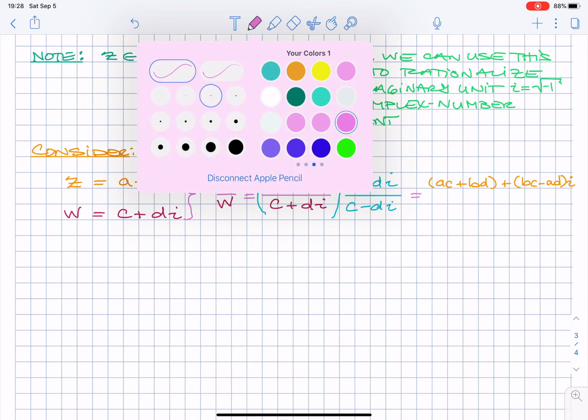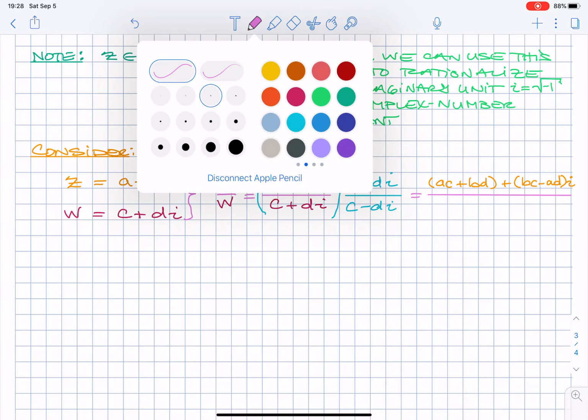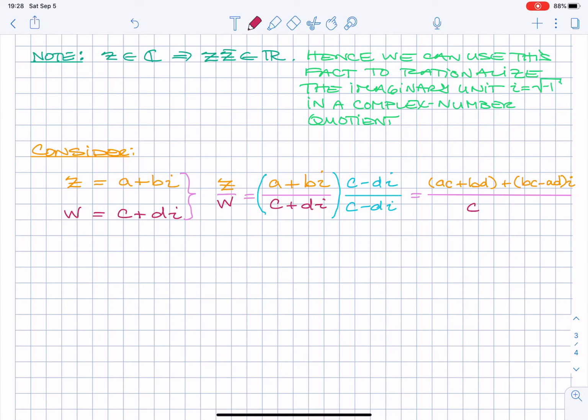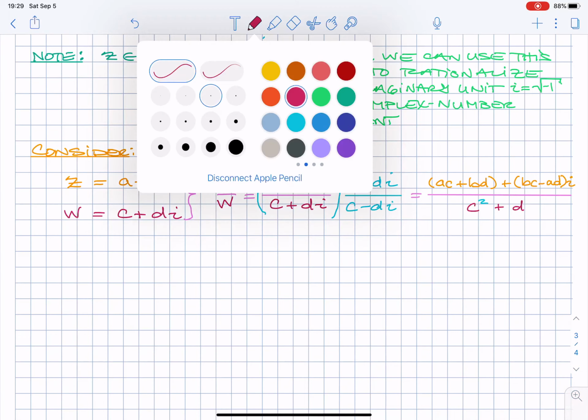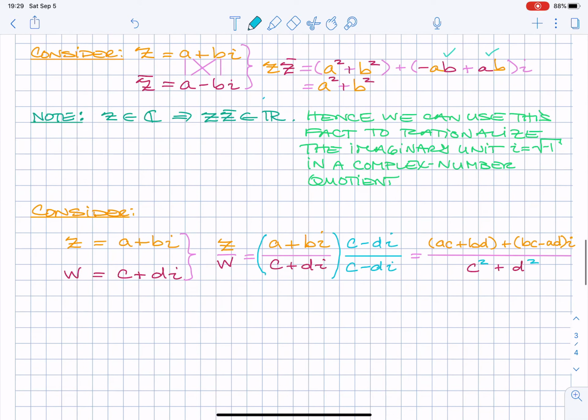And this is all over, well, I know that the denominator now is a difference of squares, right? It's going to be c squared plus d squared. I mean the sum of squares. Did I say difference? Shame on me. The sum of squares, because this is complex rationalization, right?